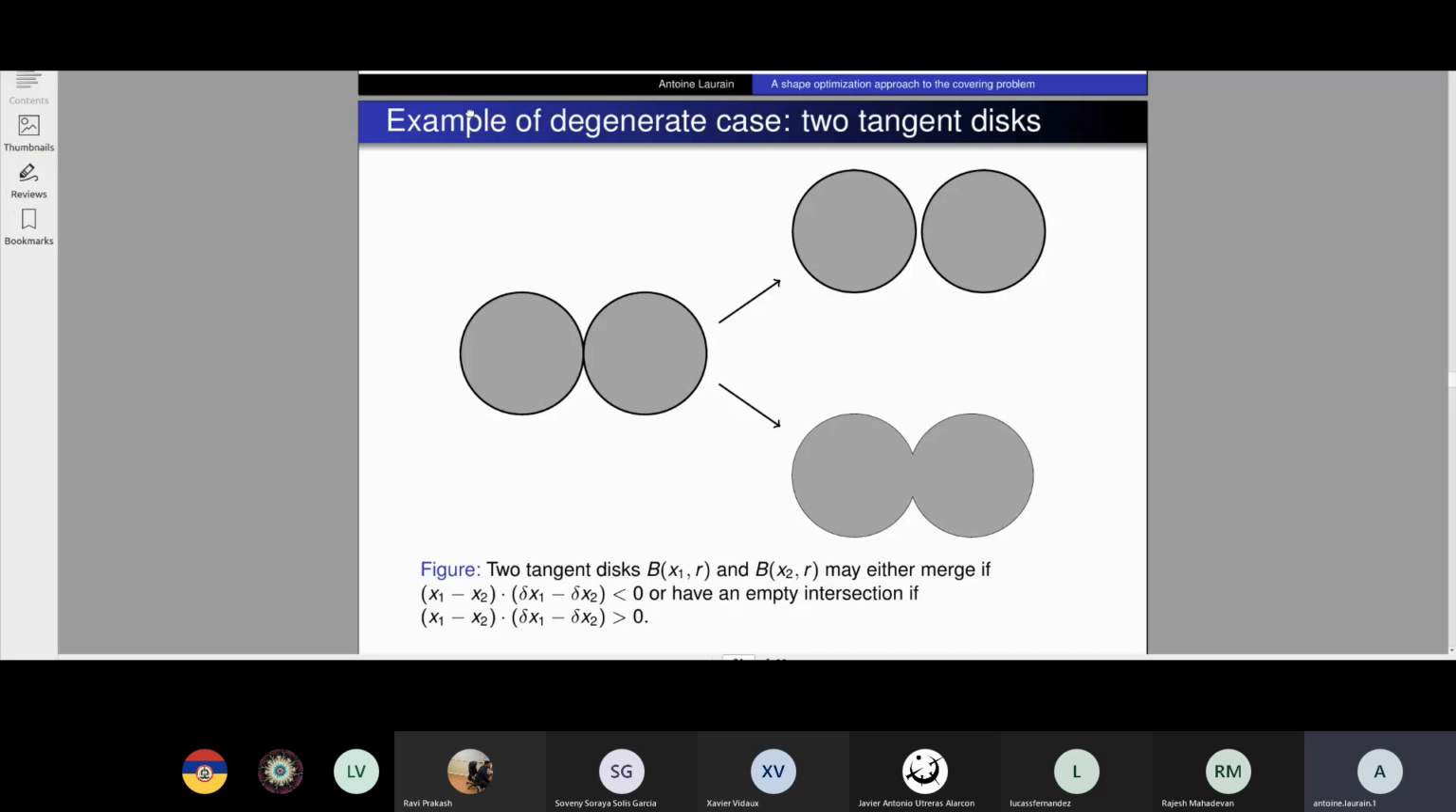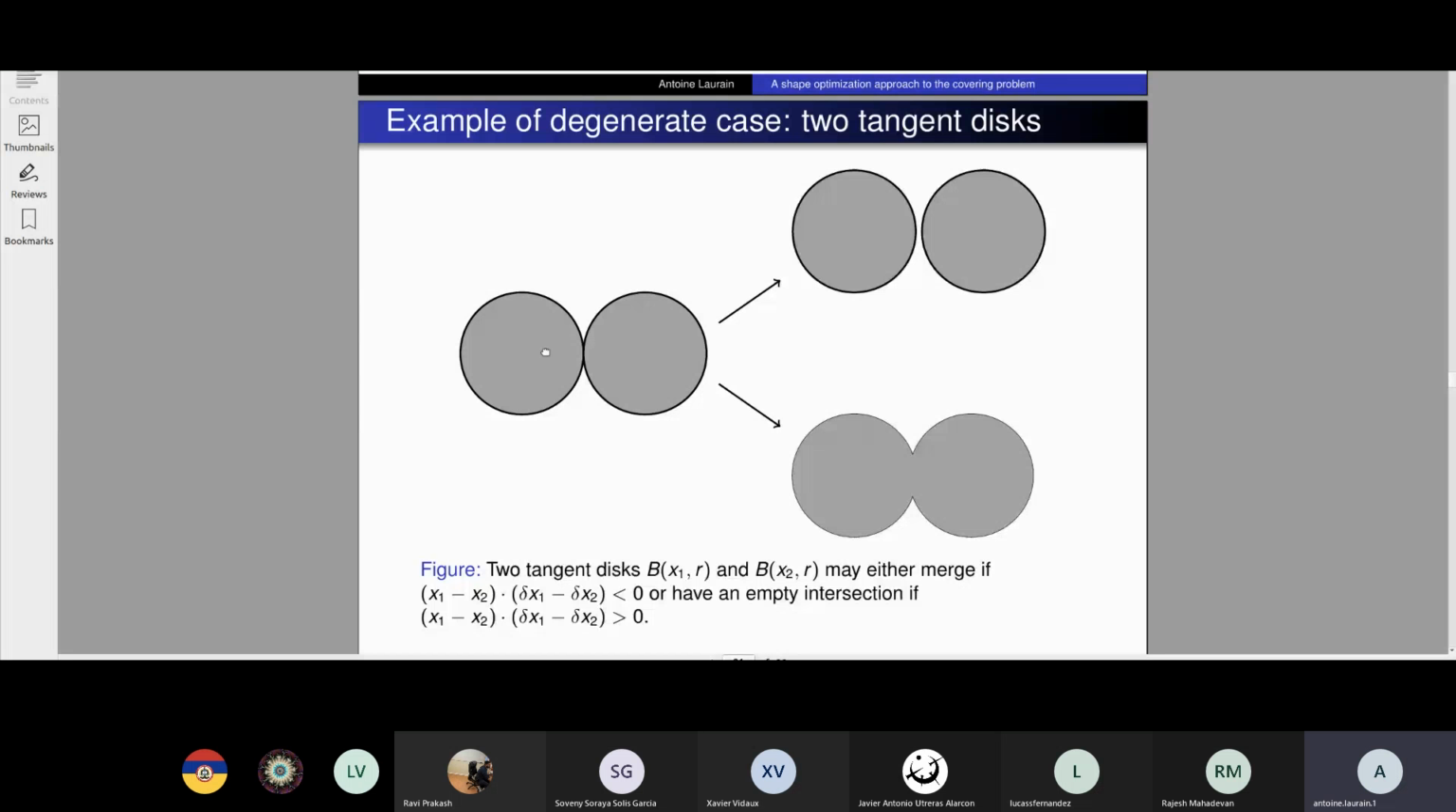And there are other examples of degenerate cases. You have the case of two tangent disks, so you don't want this kind of situation. But in fact, it's not that bad in the numerical results, and we have analyzed this kind of case using asymptotic analysis, and we can show that the first order derivative exists, which is good, and the second order derivative does not exist. It's going to be discontinuous or even diverge.